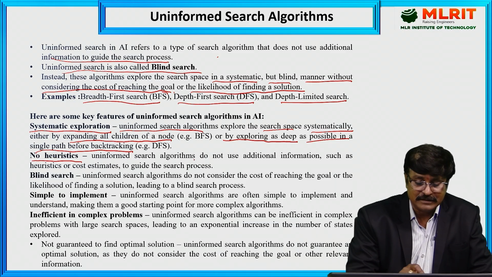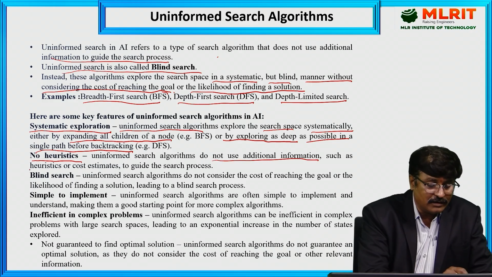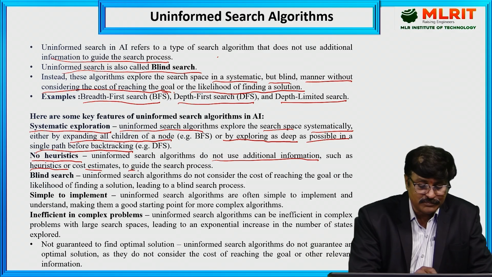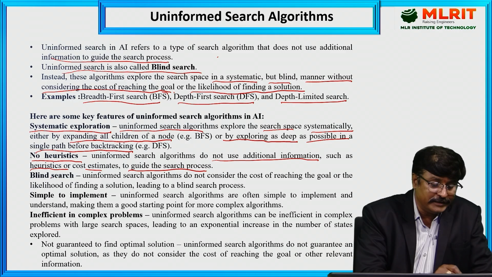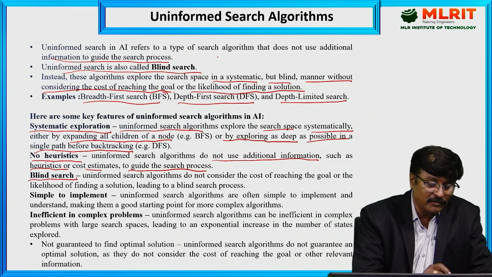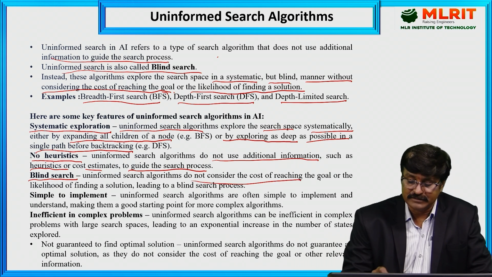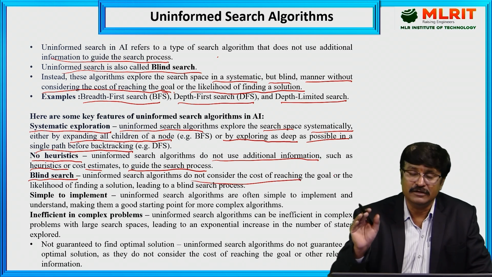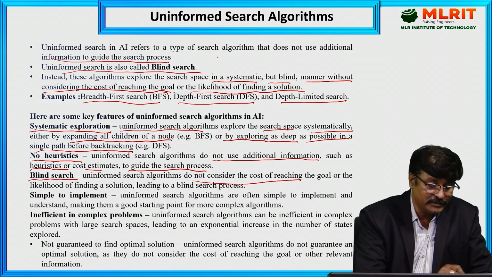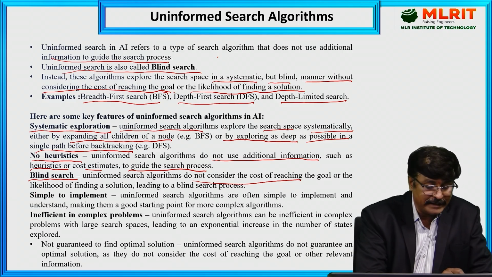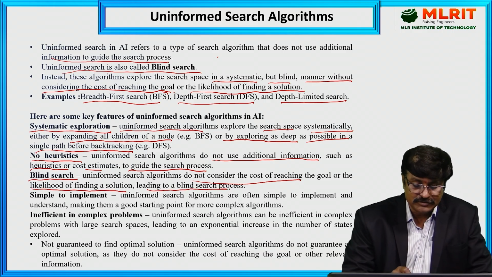Uninformed search algorithms do not use additional information such as a heuristic or cost estimate to guide the search process. So it is a blind search algorithm, blindly following a systematic way. Uninformed search algorithms do not consider the cost of reaching the goal. Our only target is reaching the goal. We are not considering the cost, because it doesn't have any information about that, and the likelihood of finding the solution is also not considered, which leads to a blind search process.